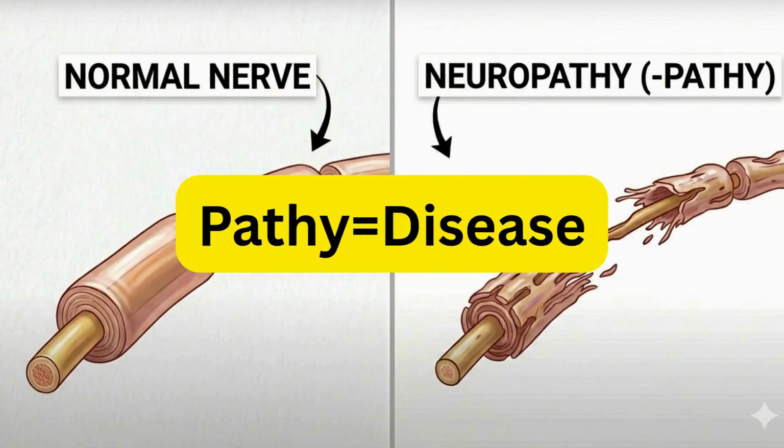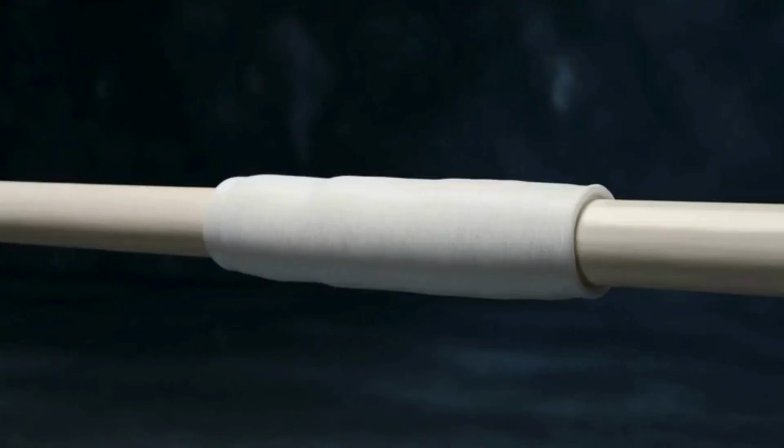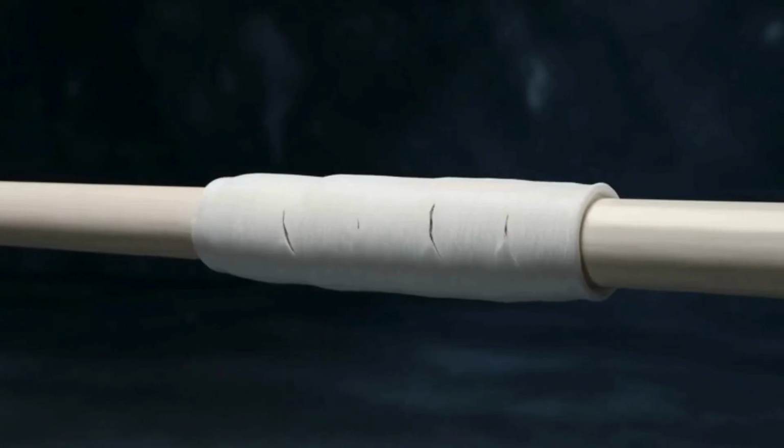Next one we have is pathy. So we have a more general suffix that is called pathy. So think of the word pathology. Pathy means a disease. So whenever you see pathy, you should understand that there is a disease in this specific structure. For example, a disease of the nerve is called neuropathy.